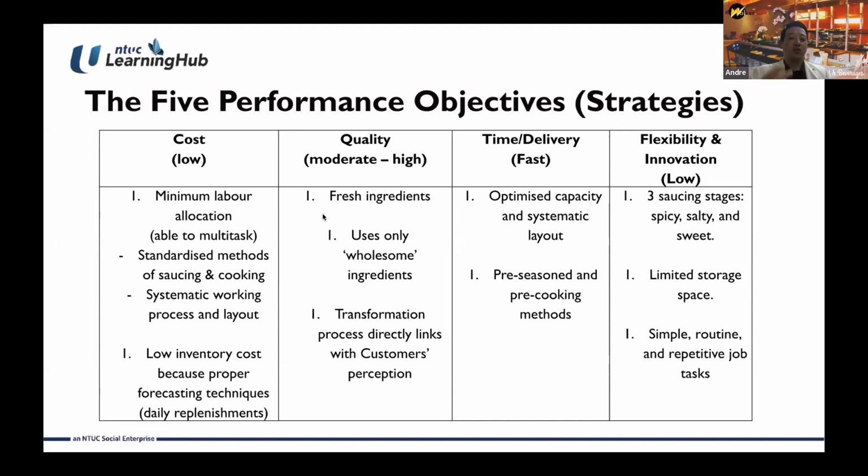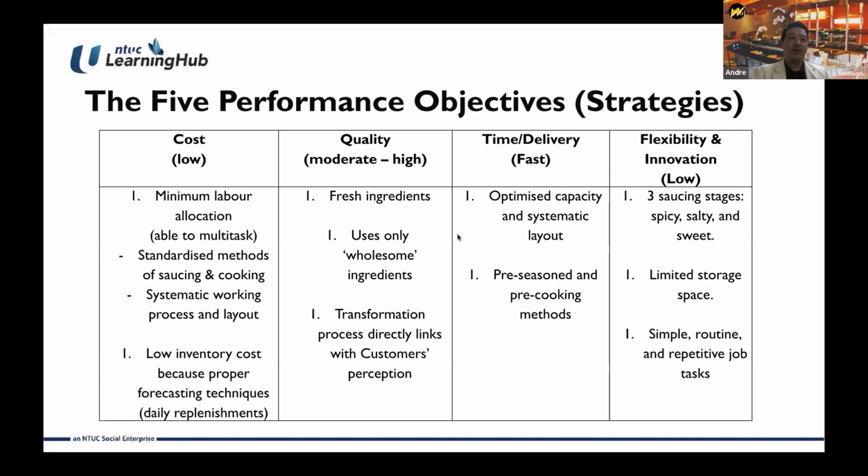And then the quality, I focus on the quality. It's between moderate and high. There's a certain degree of standardization, but we use fresh ingredients and we don't pre-make the items. So when people order, we cook it. So the quality is there.